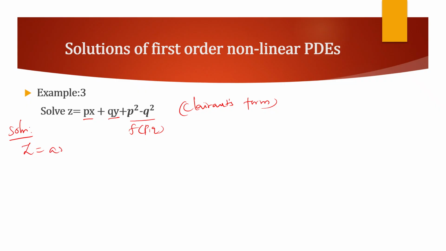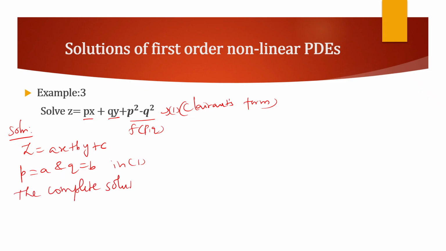z is equal to ax plus by plus c, and from this assumption we get p is equal to a and q is equal to b, and substituting this in one, that is in our given equation, we get our complete solution. So the complete solution is z is equal to ax plus by plus a square minus b square.